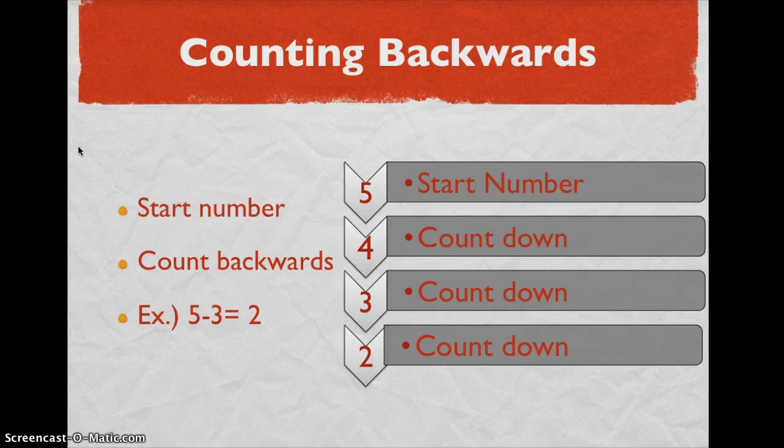Now let's start with 5 and count backwards 3 times. 5, 4, 3, 2. Yes, 2 is our answer. We stop at 2 because that means we have counted backwards 3 times. The number we stop on is our answer.